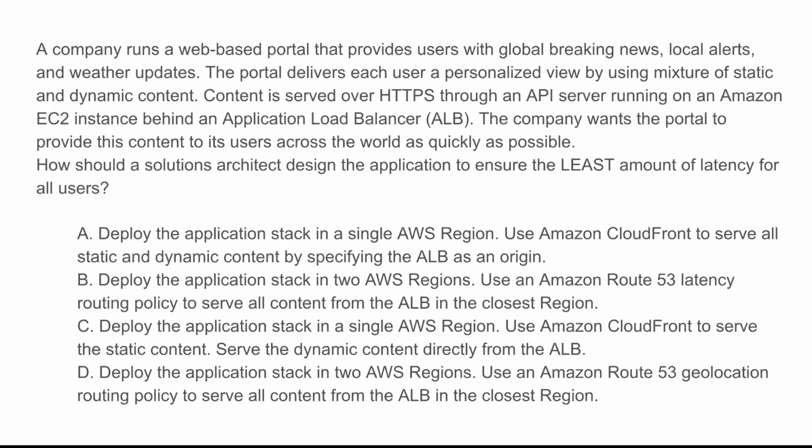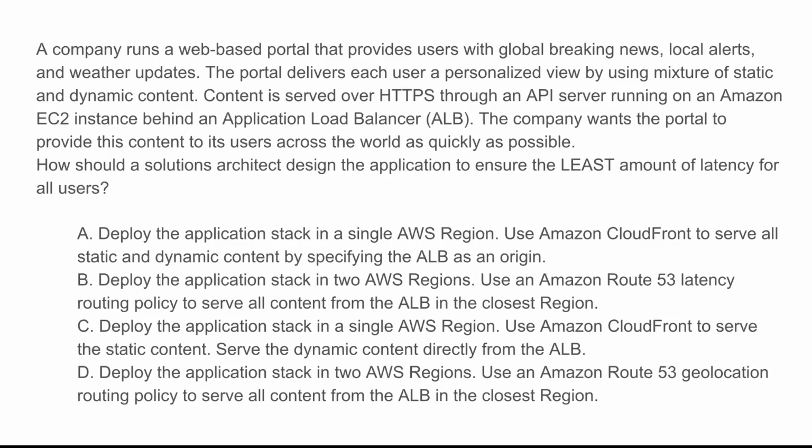Option B deploys the application stack in two AWS regions with Route 53 latency routing. Now, latency routing helps users connect to the closest region, which is good, but only having two regions won't significantly reduce latency for a global audience, and it does not leverage AWS's global edge locations. So B is not as good.